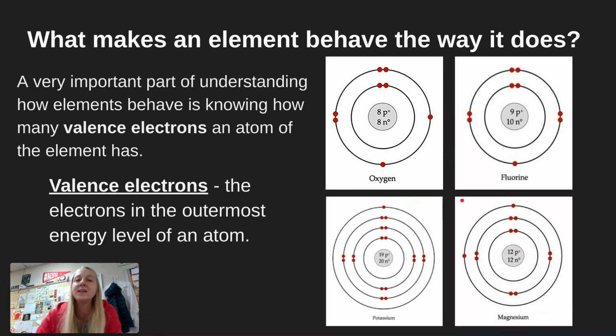Final example, magnesium only has 2 valence electrons, this one up here and this one on the side. All those other electrons are on inner shells and they don't really matter. A brief explanation of why this is important.